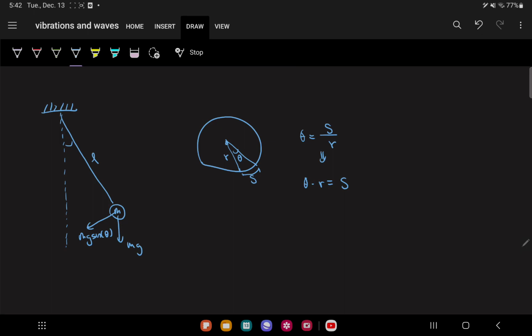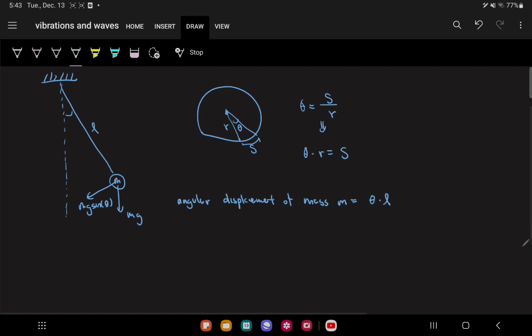So we know that the angular displacement of mass M is equal to, well, our angle here is theta as well. Our R in this case is the length of the rope that's tying to the mass, which is length L, right? So this is our X, kind of like the displacement.